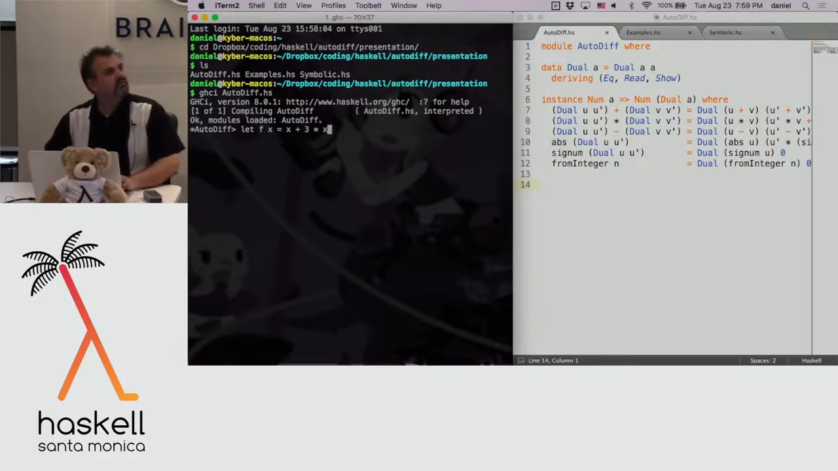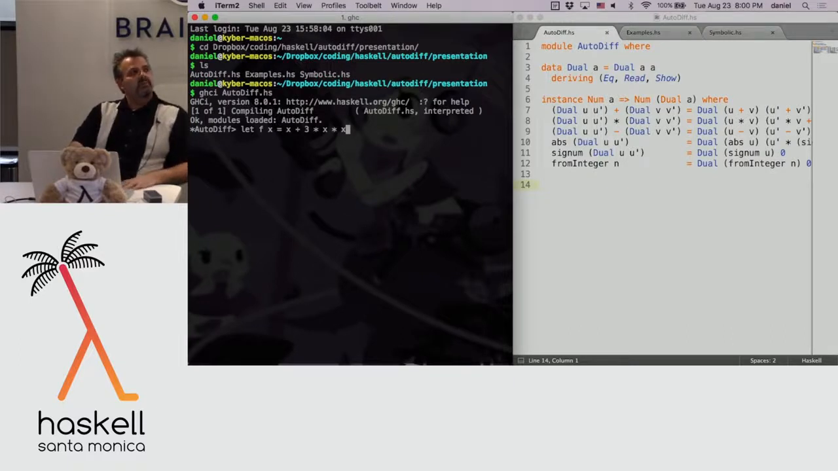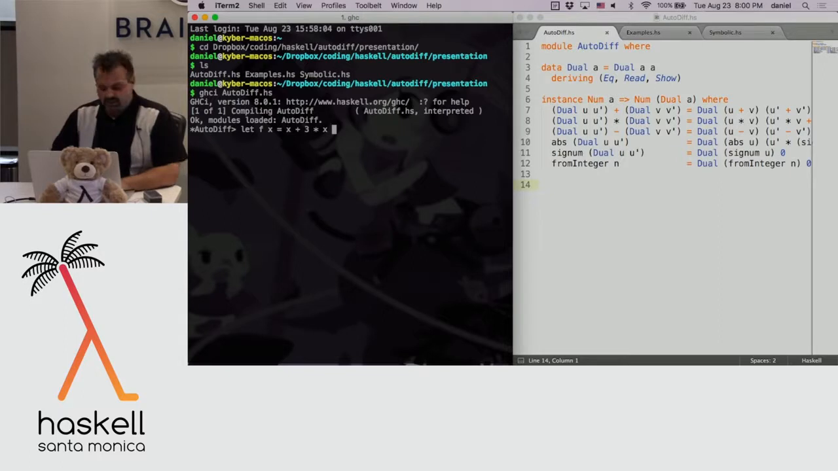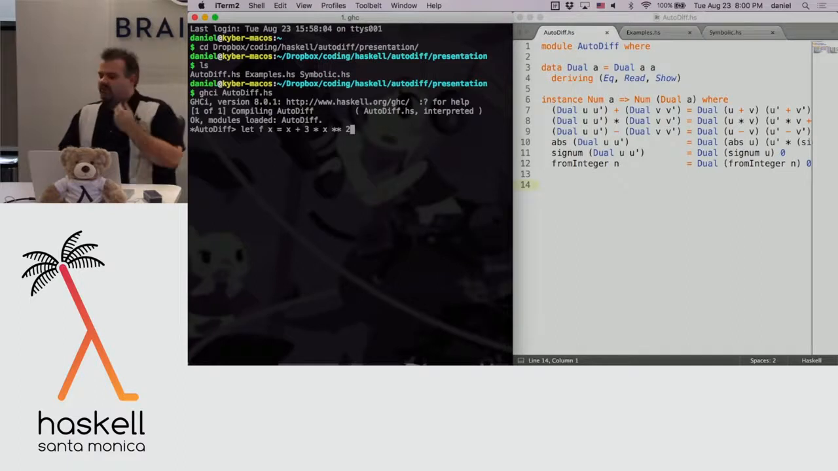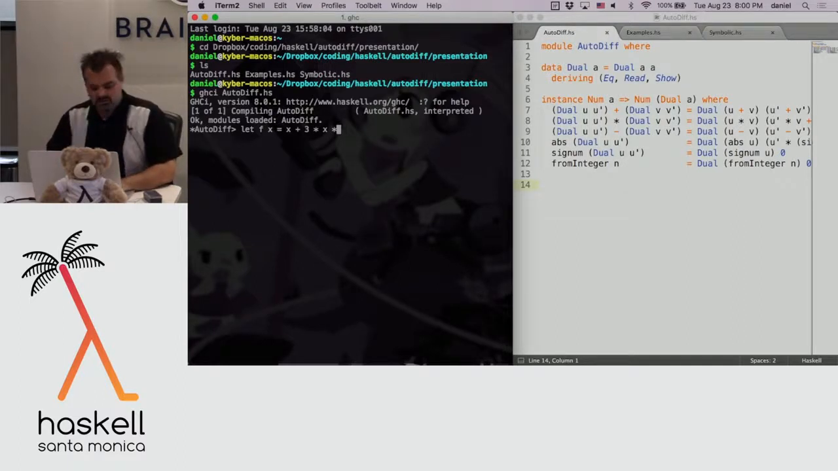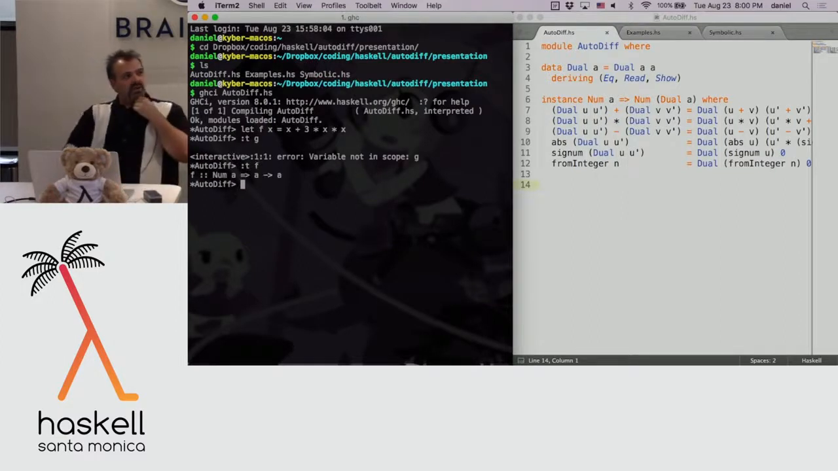Can we see that? Mm-hmm. Okay. Let's do that: x plus 3 times x times x. Why am I not just writing x squared? Just type that with a double star. Oh, that would make it floating, right? Okay, so I'm just going to do this. Okay, so type of f. All right, yeah. So it's okay, this is great.